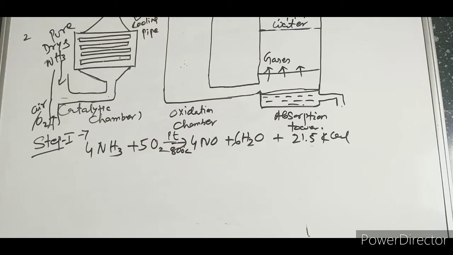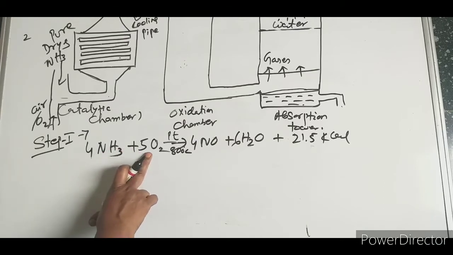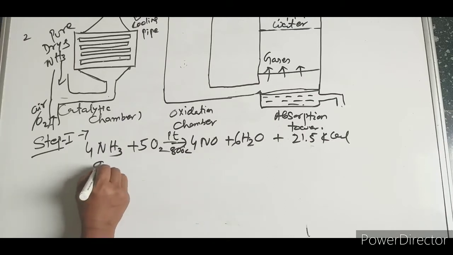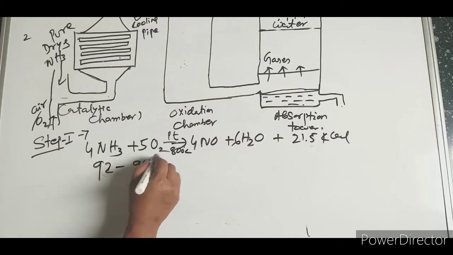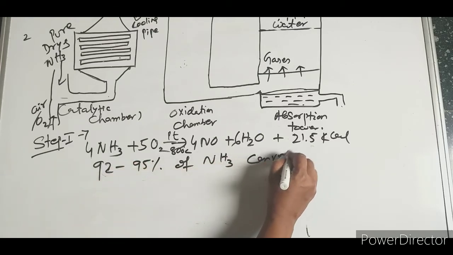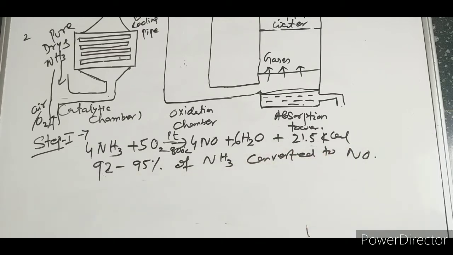Do you think whatever ammonia comes in contact with oxygen, everything is converted to NO? No. Here 92 to 95% of ammonia is converted to NO. What about the rest? So here the rest is remaining.